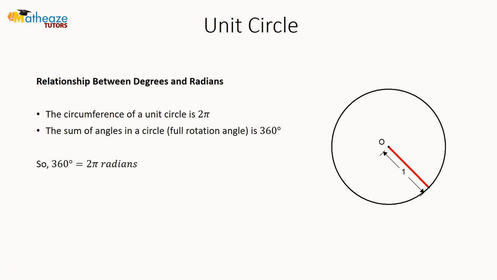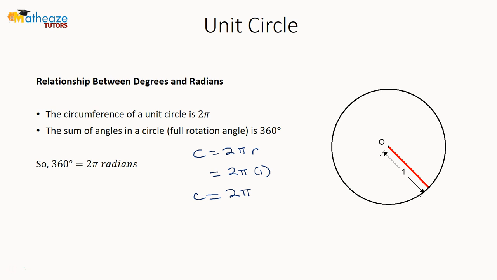So the circumference of a unit circle is 2 pi, because circumference is 2 pi r and the radius is 1, so circumference is equal to 2 pi. And also the sum of angles in a full rotation is 360 degrees. So you can see when you have a full rotation, that's the same thing as the circumference. So 360 degrees is equal to 2 pi radians.